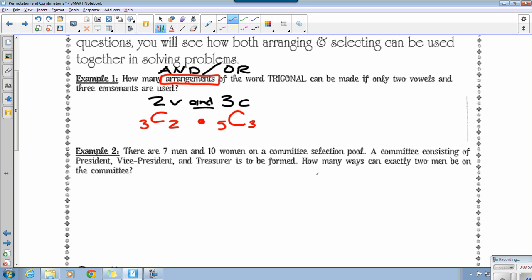How many things are we actually choosing, vowels and consonants? 5. How many ways can you arrange 5 things? How do we represent them? 5 factorial. So we take this now and times those 5 things by 5 factorial, because now that would be setting them out on 5 lines and rearranging them. So this is one way you might see it as an answer in your diploma.